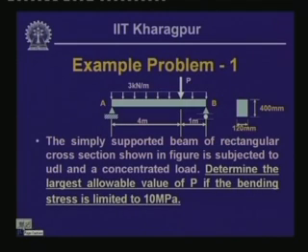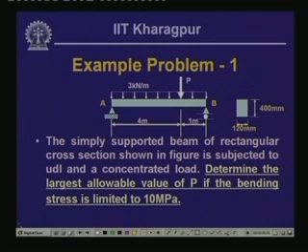Well, then having looked into this, let us look into some of the examples related to this, how do we evaluate the bending stresses. Now here we have an example in which this is a simply supported beam which is hinged at end A, and is supported on roller at end B, subjected to uniformly distributed load of 3 kilonewton per meter over the entire length, and has a concentrated load P, which is at a distance of 4 meter from support A.